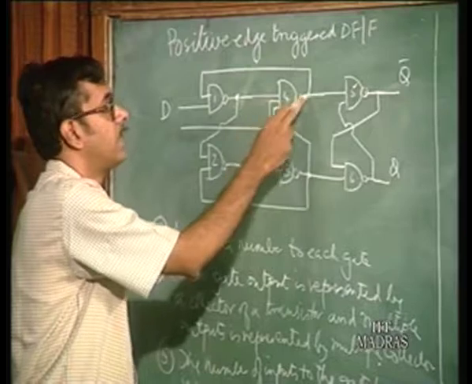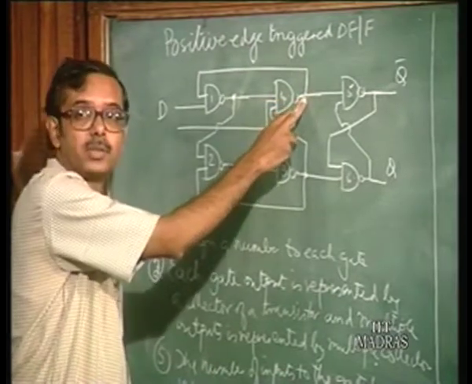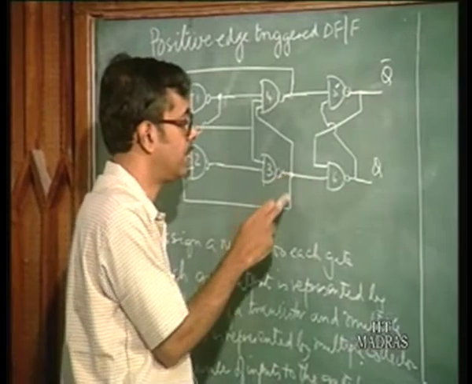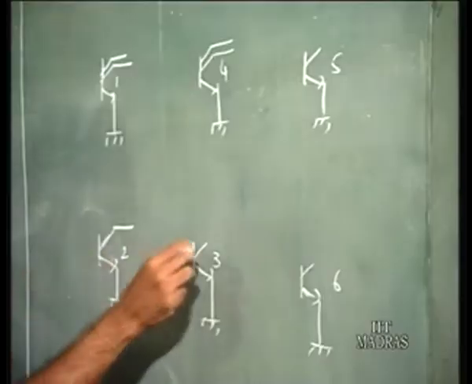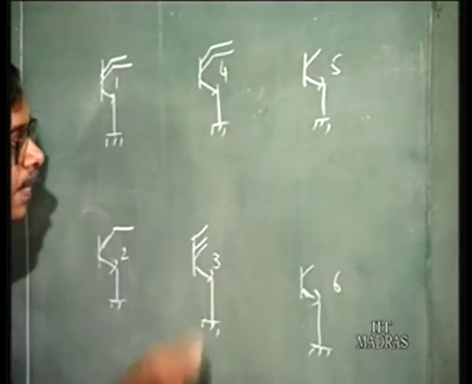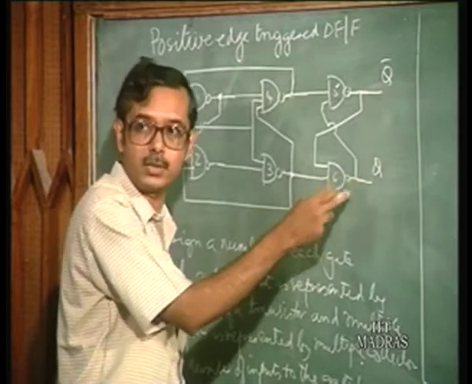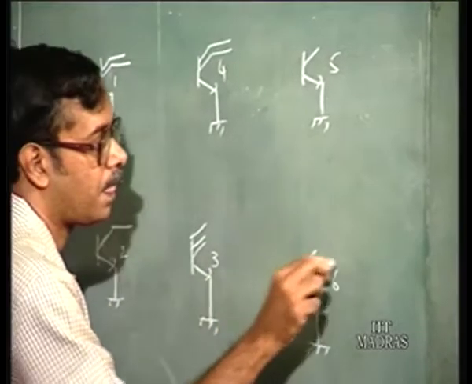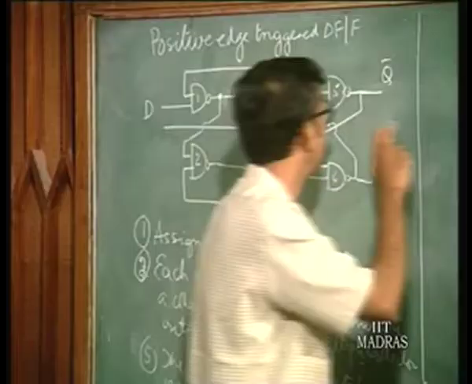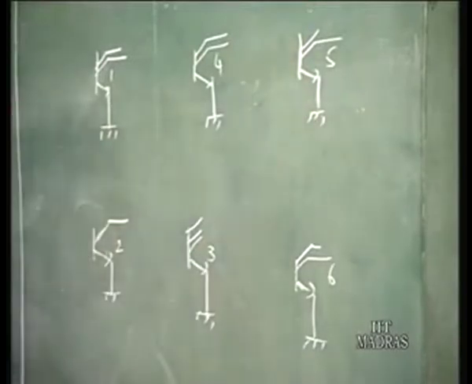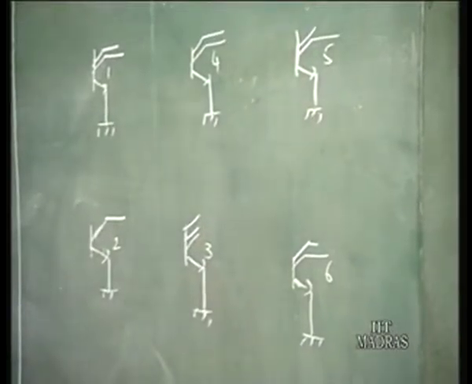4 has a fan out of 2, so it has 2 collectors. 3 has a fan out of 3, so 3 collectors. 6 has a fan out of, well, if you take 1 out, it is 2. And 5 is a fan out of 2 again. All right. Now, you make the connections.